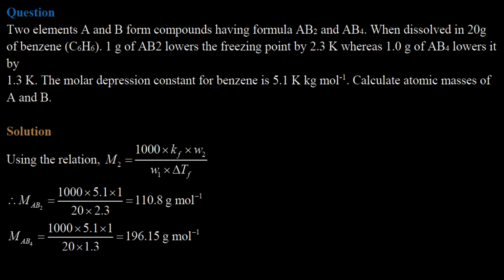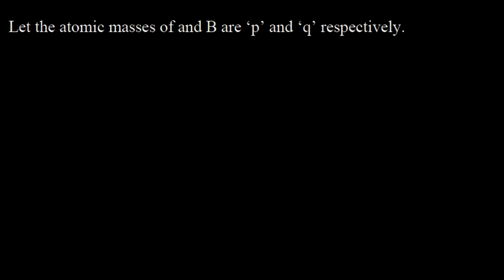Similarly, we'll calculate the molar mass of AB4 also: 1000 into 5.1 into 1 divided by 20 into the delta Tf value given in the question, 1.3. So substituting the values, we get the molar mass of AB4 as 196.15 grams per mole.